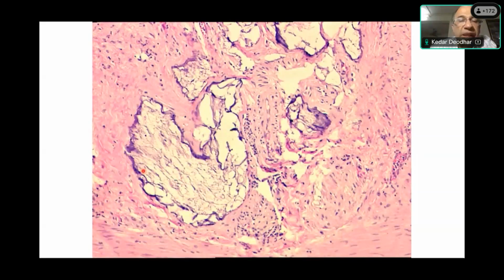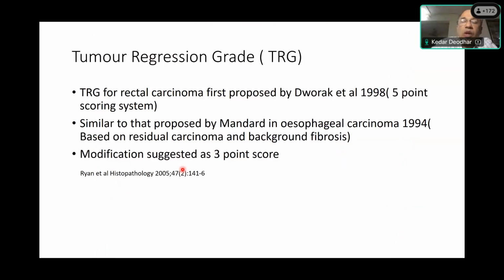So this is an example of acellular mucin in the wall of the tumor, and that's again taken as no tumor present. So TRG, or tumor regression grade, as we saw earlier, was initially given by Dworak in a 5-point system. We are still using that, but it was essentially a Mandard system which was used in esophagus. We are still continuing to use it in the rectum, because our practice has been consistent, uniform, and our clinical colleagues are used to that.